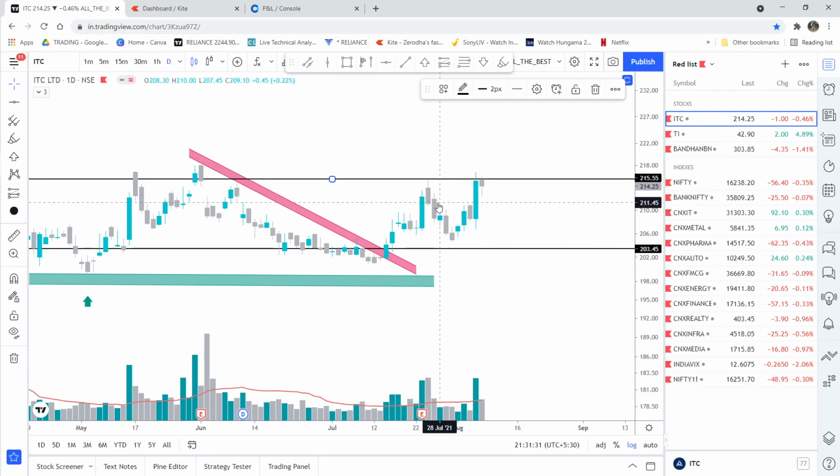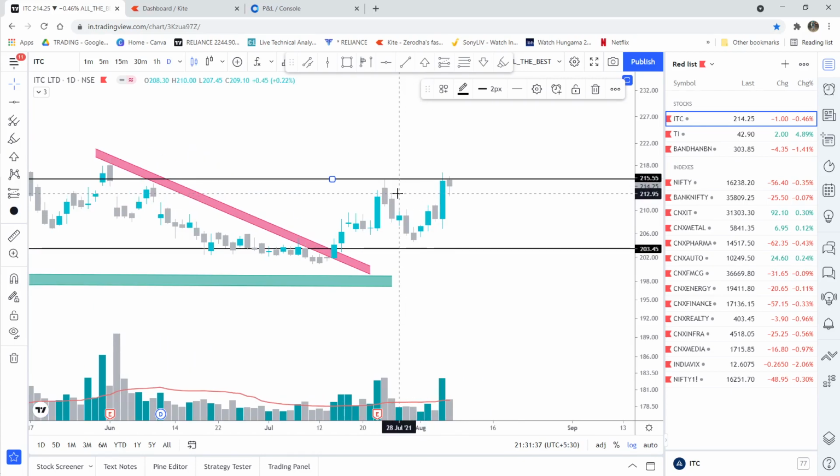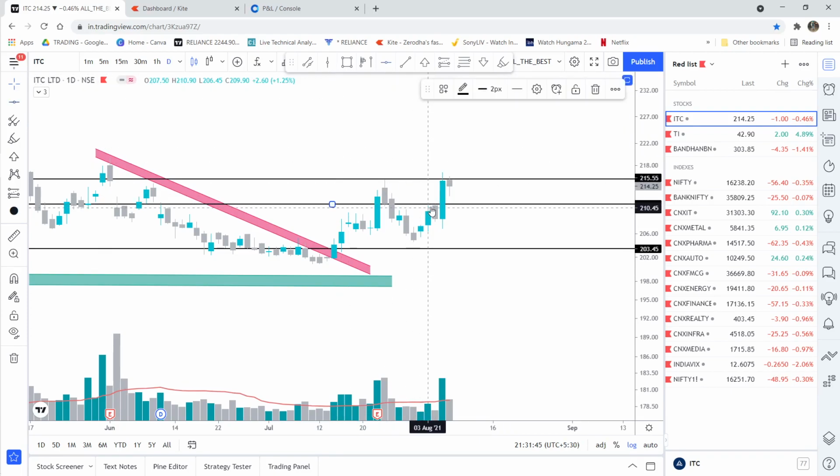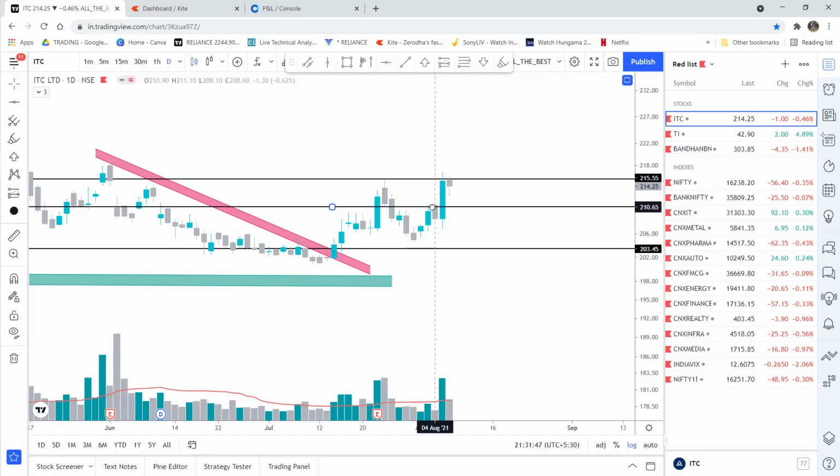So I waited here. I was holding my position on this day. If you see, on 26 July, the candle which was formed was basically a bearish candle, and I was waiting for this candle's low to break. So I was holding my position. I was just waiting for the next day. If this low is broken, that low is 210.65, I will exit my position.